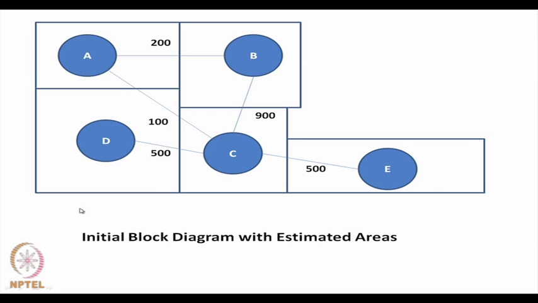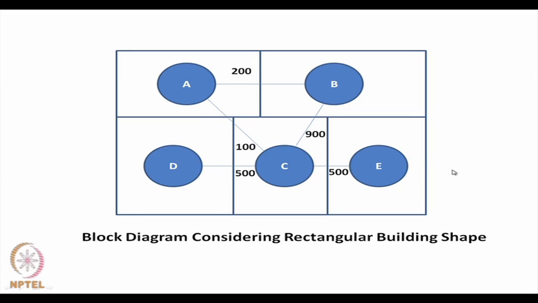Hence, one has to now reconfigure this diagram so that the total area remaining the same, it is something like a rectangle or a square. That is what we have done here. So, keeping the relative location similar, we have tried to accommodate it within a rectangle, and this is the block diagram considering rectangular building shape. Now, this is a high level design. One can of course decide where the aisle should be, how the exact machines in the department D should be put, whether it should be in a linear fashion or a U shape.